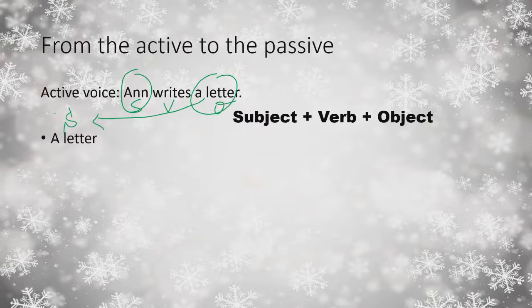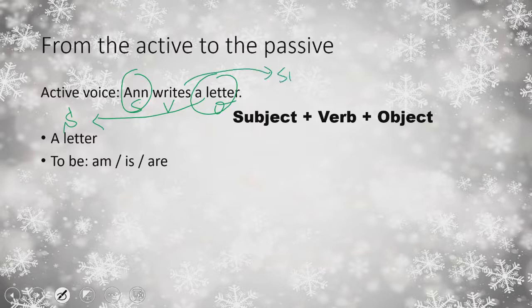First of all, we move the object from its position to the subject position. After that, we see in which tense the active sentence is conjugated. Here, in the sentence Anne writes a letter, the verb writes is conjugated in the simple present tense.